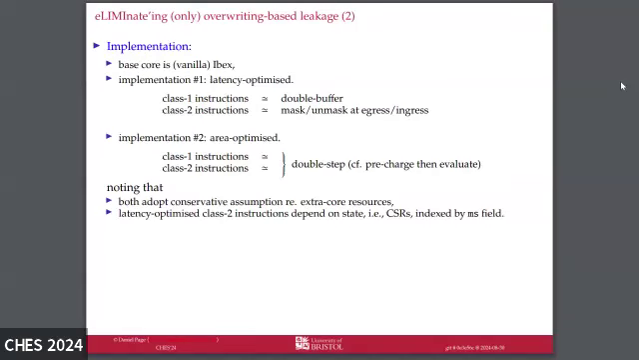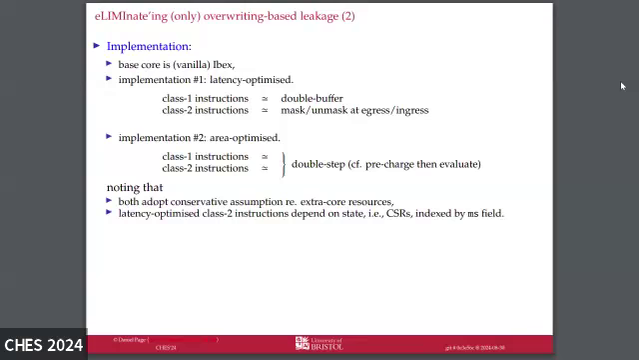We consider two different implementations of the instruction set extension itself, both of which are based on vanilla Ibex as the base core. The two different implementations are there to explore a trade-off between latency and area, because, like I say, the actual definition of the instructions doesn't say how you should avoid the overwriting effect. It just says you should do this. So we have two variants. One is latency optimized and one is area optimized.